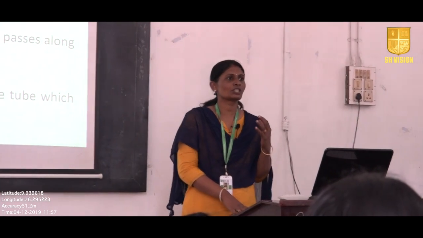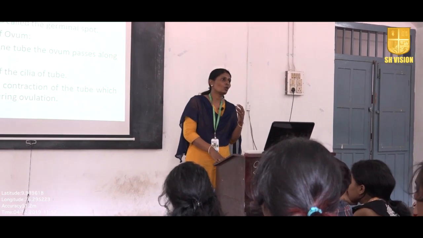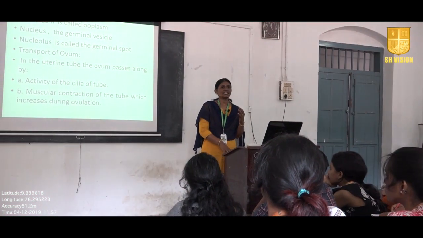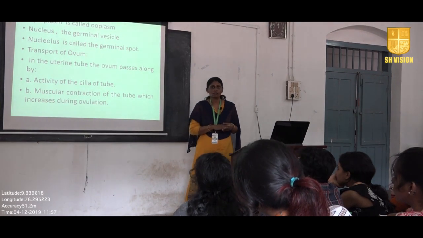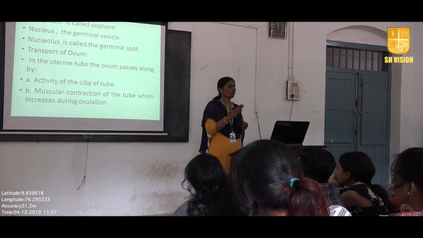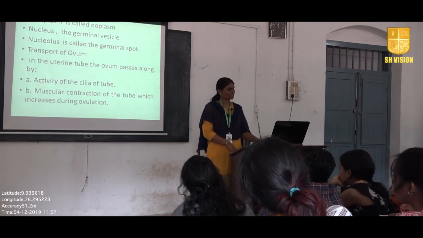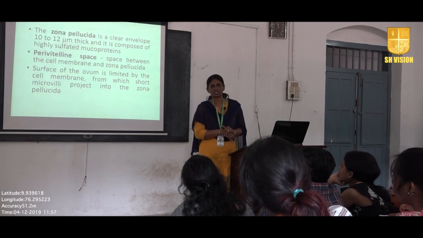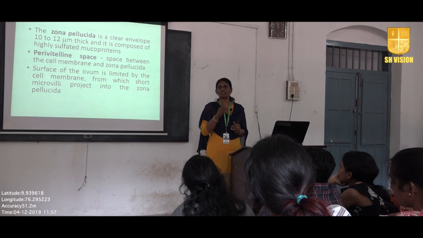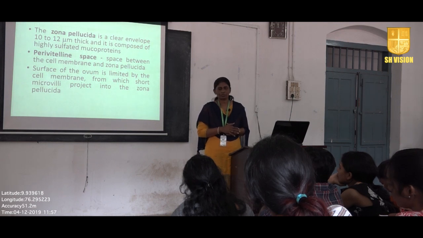The ovum that is produced within the ovary is transported from the ovary to the oviduct, and once fertilization takes place, it reaches the endometrium. So starting from the ovary, it is known as ovum, and it passes through the uterine tube and reaches the endometrium after fertilization. If fertilization doesn't happen also, it reaches the endometrium.